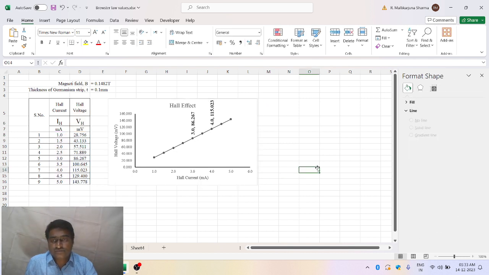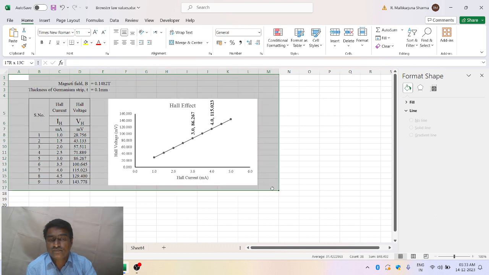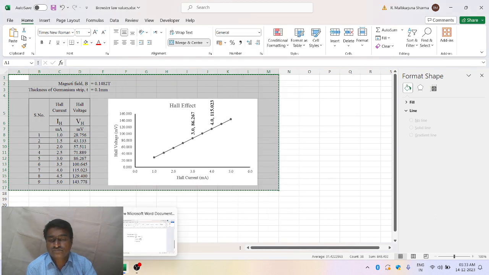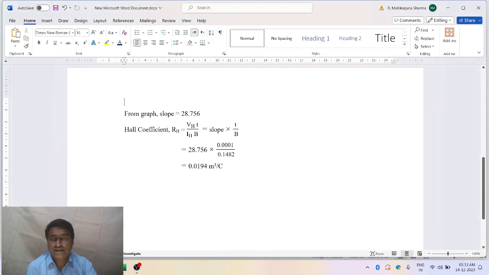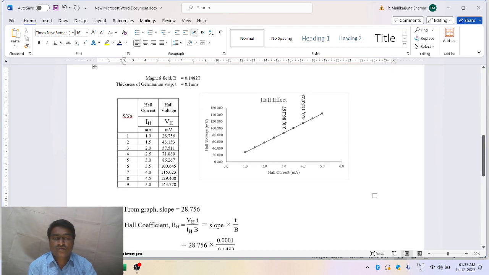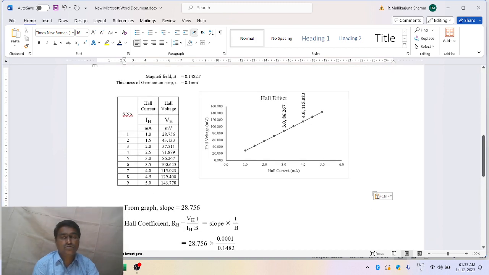Then we copy this and paste it in MS Word. In the graph, the slope is given by the difference between these two points.